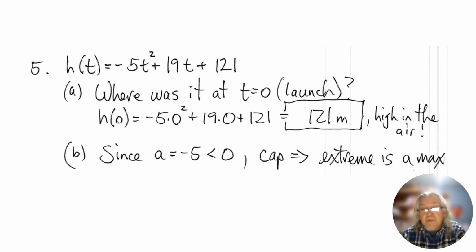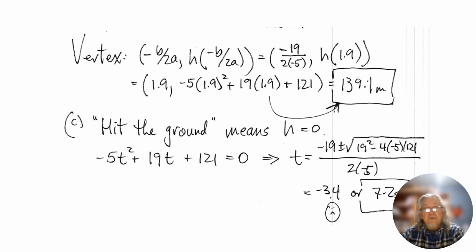So launch from a balloon, right? From a balloon, or I don't know. Yeah, these things happen. And let's see, the coefficient of t squared is negative, so it's a cap. So we're going to get an extremum, that is a maximum. And here's the vertex formula, and I've plugged in the appropriate values. I get 1.9, I plug that in, and I get 139.1 meters. It's going on very long, so I'm going to be a little bit brief.